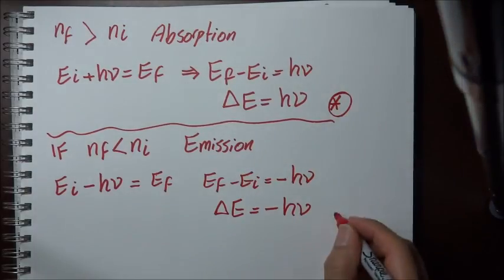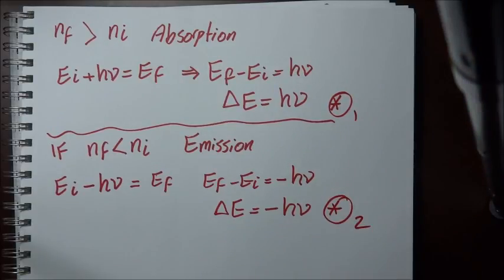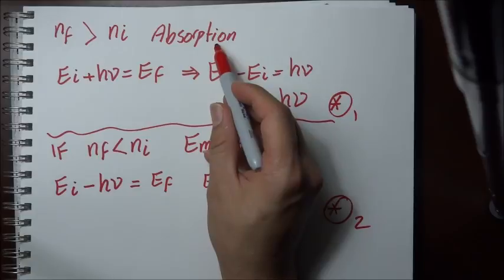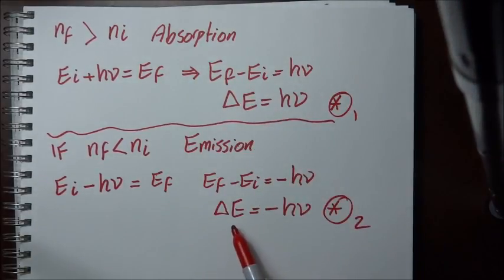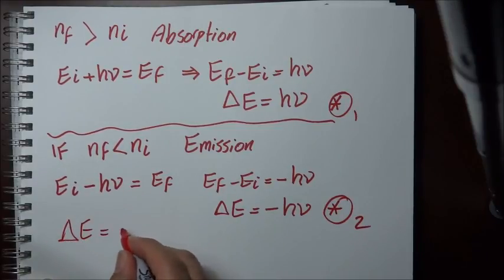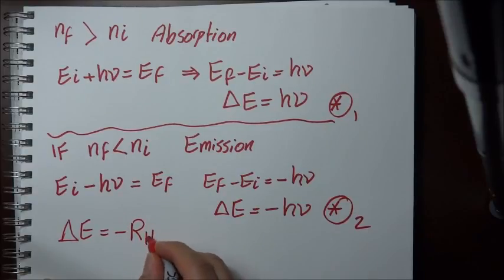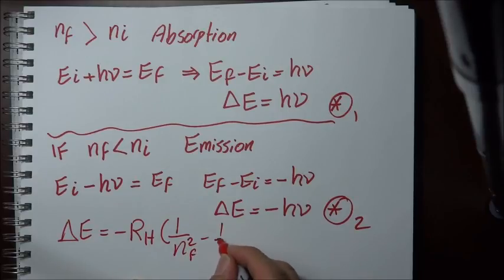Compare these two. When you are dealing with absorption, delta E is equal h nu. When it is emission, delta E is equal minus h nu. And in both cases, you know that delta E is equal minus RH times 1 over square of final n minus 1 over square of initial n.